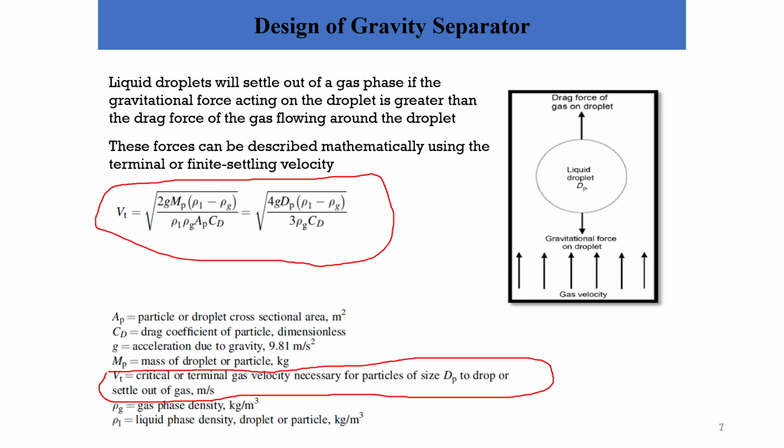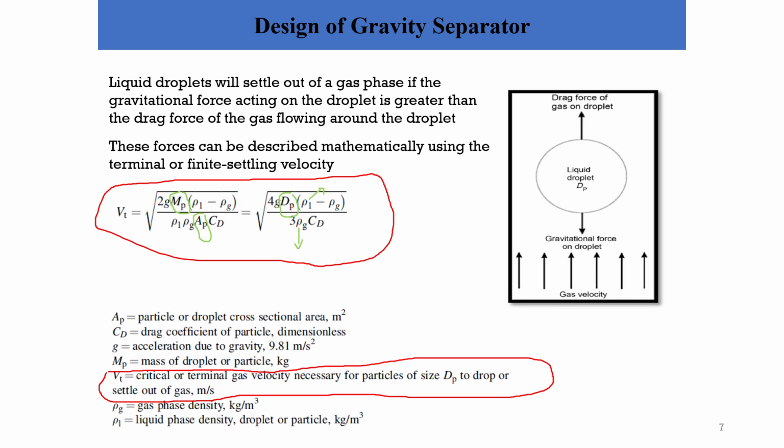where dP stands for the particle size of the liquid droplet. Rho g is the density of the gas, rho L is the density of the liquid, and g is the acceleration of gravity, which is a constant, fixed number. In this formula you can also use AP, which is the surface area, or cross-section area, of the liquid droplet, and MP, which is the mass of the droplet, which is the liquid in fact.